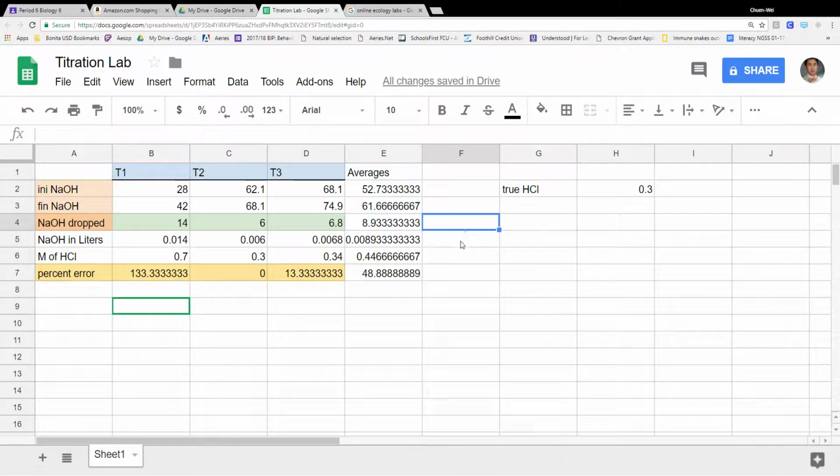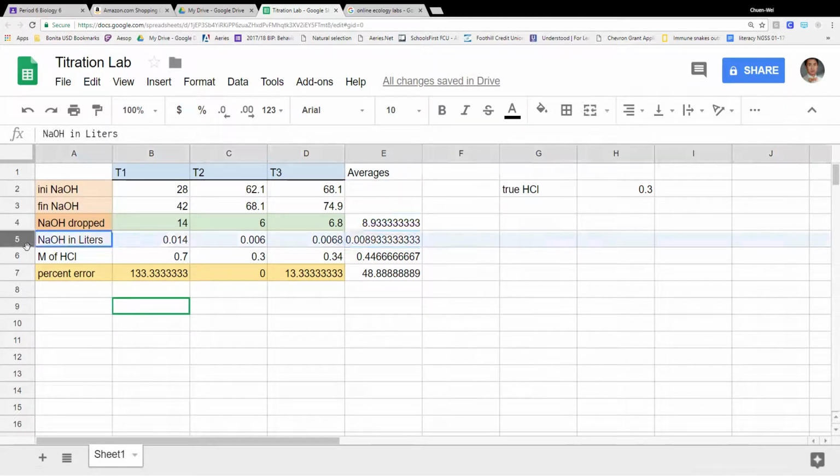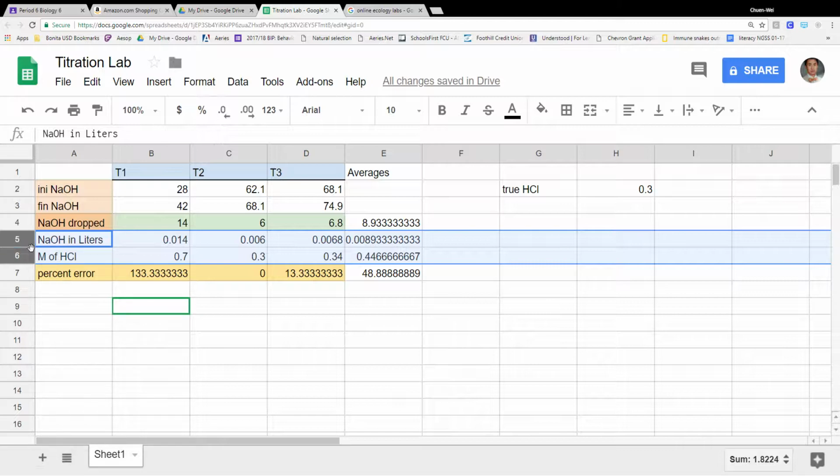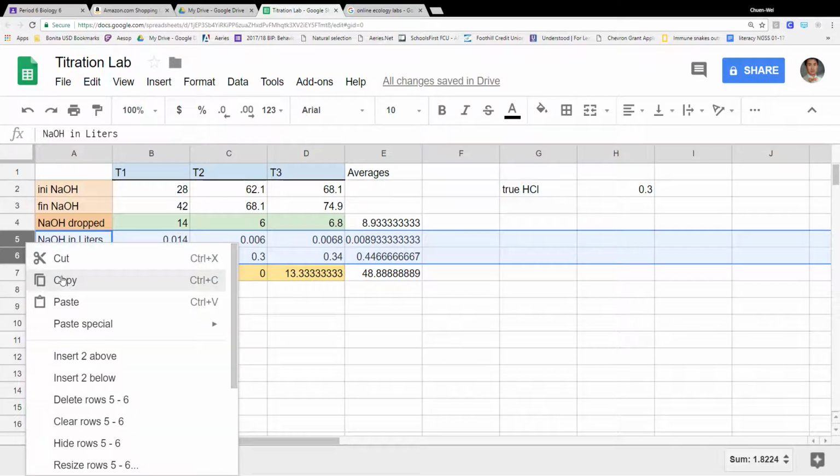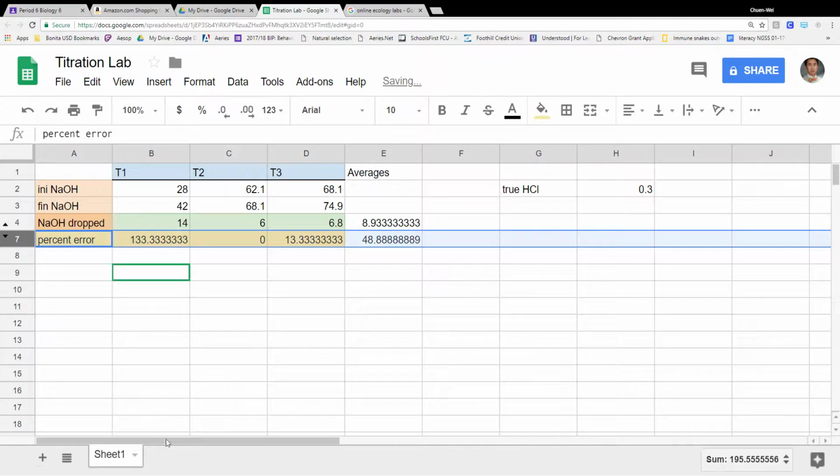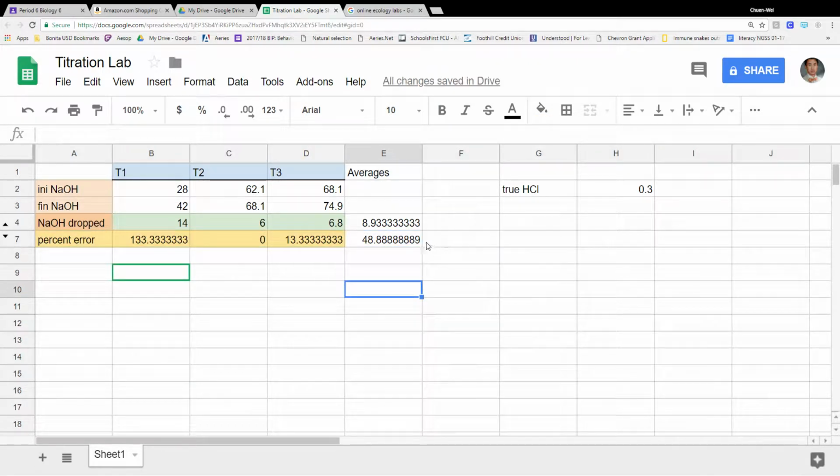But which averages do we really need? Well, let's get rid of these 2. We don't really need to know about how many liters are dropped or things like this. In fact, these 2 things I would rather hide because they're kind of intermediate math things. So I'm going to highlight them, go over here, and hide these rows. That looks way better, right?